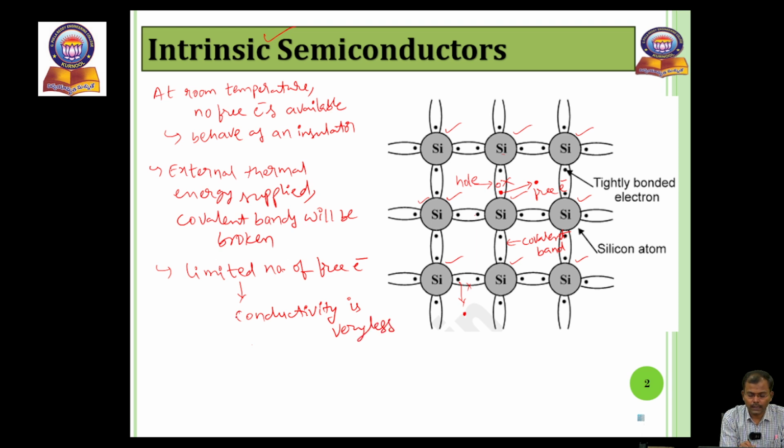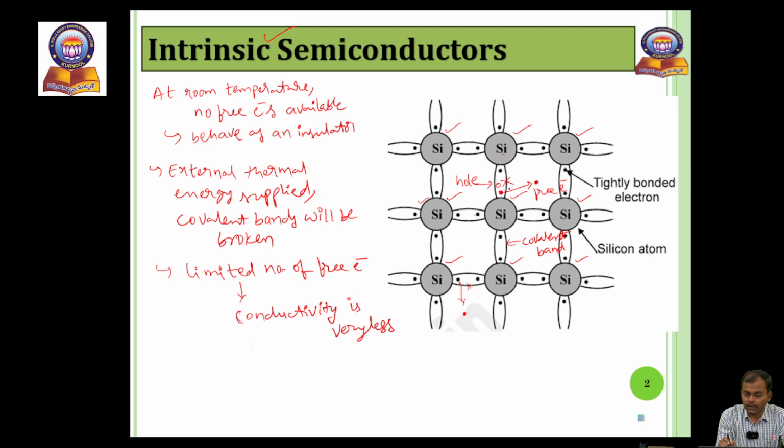So they can carry current, but that current capacity is very small. So in order to increase this conductivity, we are using doping. Then this is about the intrinsic semiconductor.